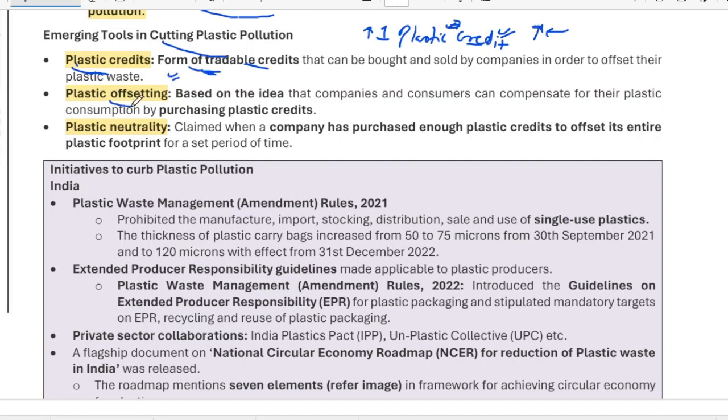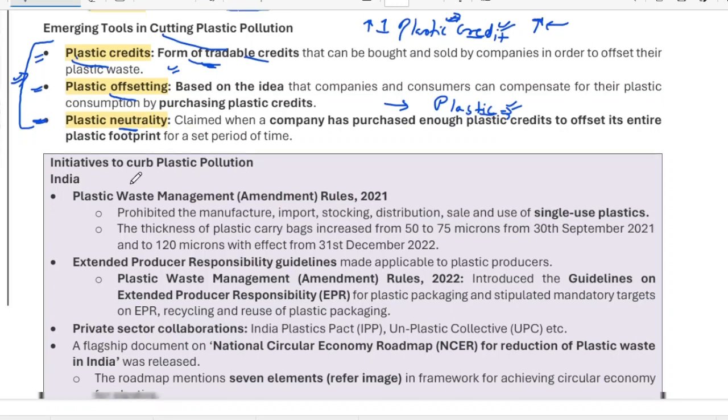Okay. Offsetting is the same principle, like when a company reduces the plastic that is being used in another person's company. So if it provides the technology, then the plastic offsetting has been done. Okay. Now, plastic neutrality is the same concept as carbon neutrality. So you have to remember that some of the concepts that are already being used in the carbon domain have all been implemented in the plastic domain also. So this becomes important. Okay.